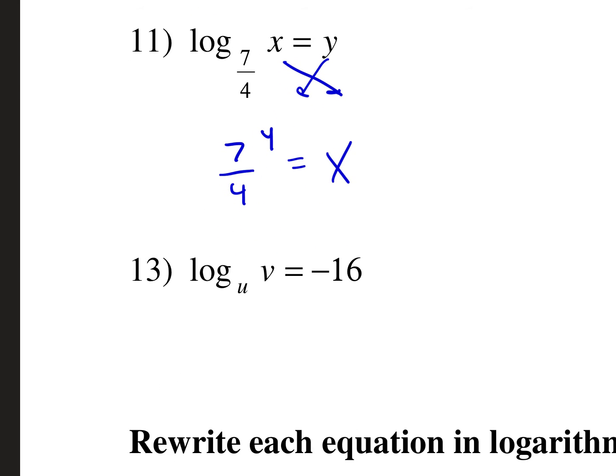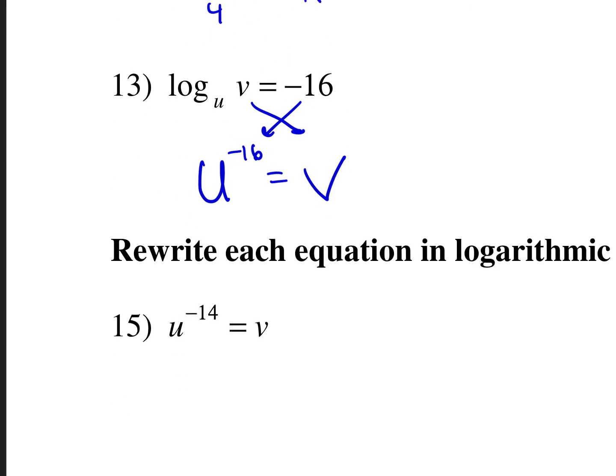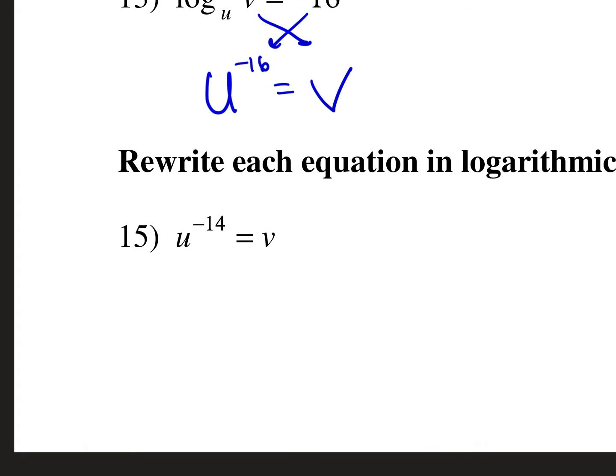For 13, what's my base? U. What's my exponent? -16. And what's it equal to? B. And then for the next one, I'm putting it into logarithmic form. So I start with the log. What's my base? U. What comes next? V. And what's it equal to? -14.